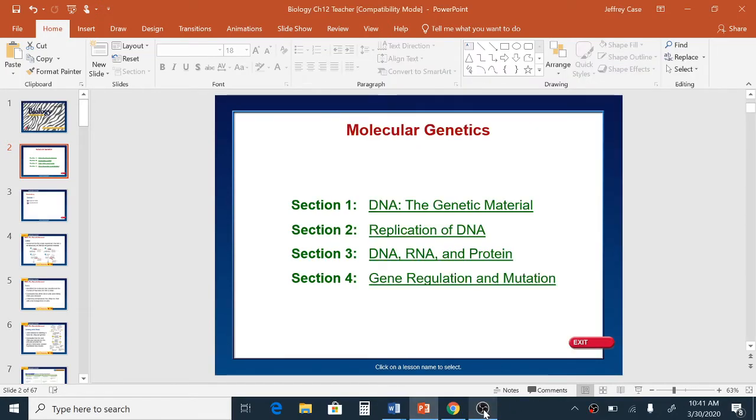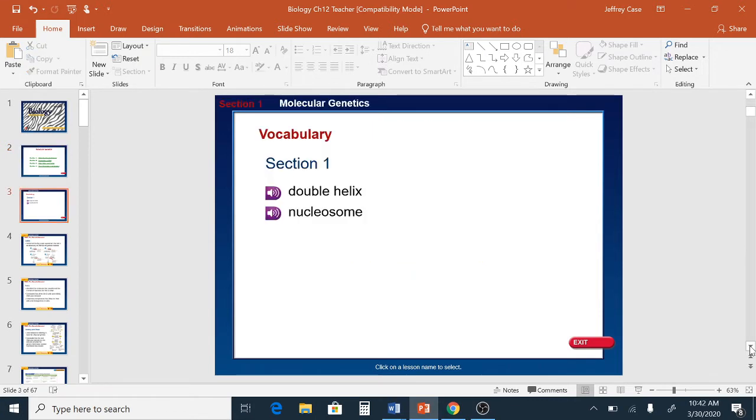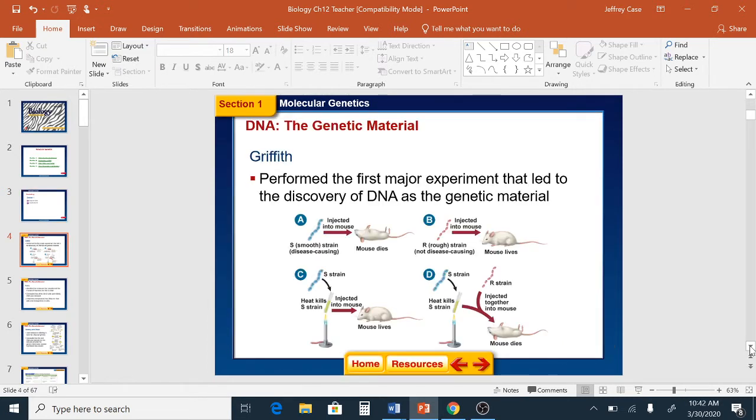Okay, welcome to the Chapter 12 notes. Let's go ahead and get started. You can see Chapter 12 is broken up into 4 different sections, and you see the different titles there. So for Section 1, the vocab: double helix and nucleosome.